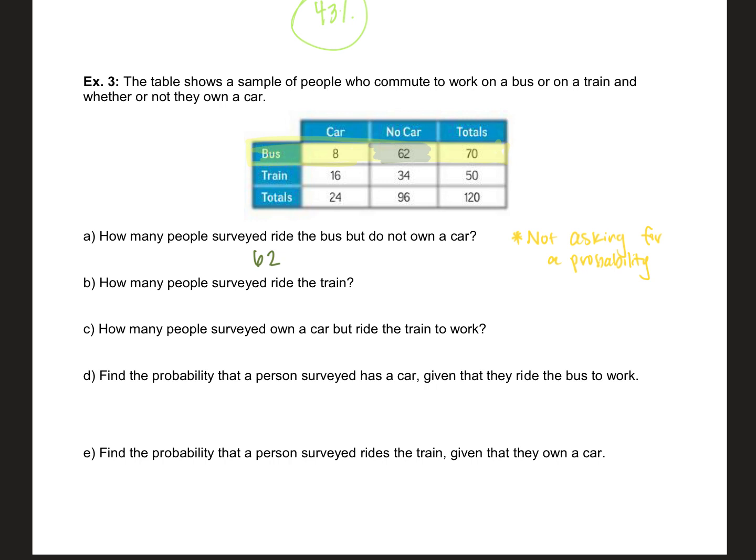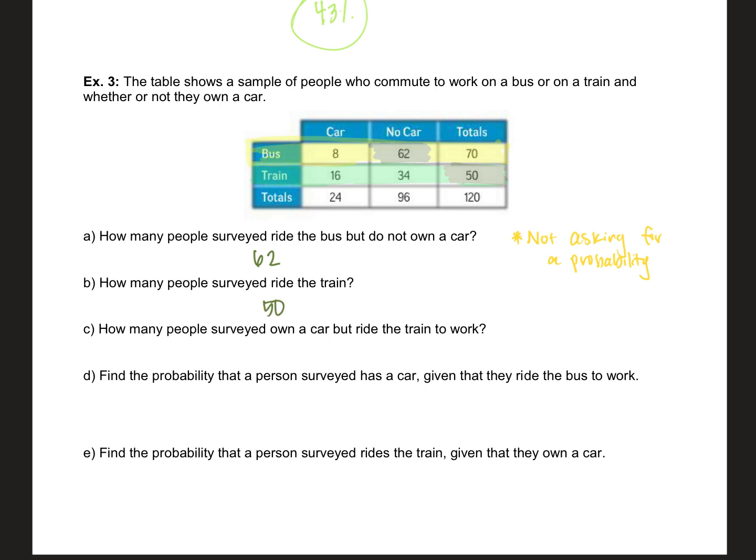Then B, how many people surveyed ride the train? So again, not asking for a probability, they want us to look at our table and interpret it. So looking at our table here, we're looking at people who ride the train. So here's people with a car and without that ride a train. And then do they ask us any kind of questions about whether the people on the train have cars or not? No, so that means all they're asking me for is my total. So 50 people meet that criteria.